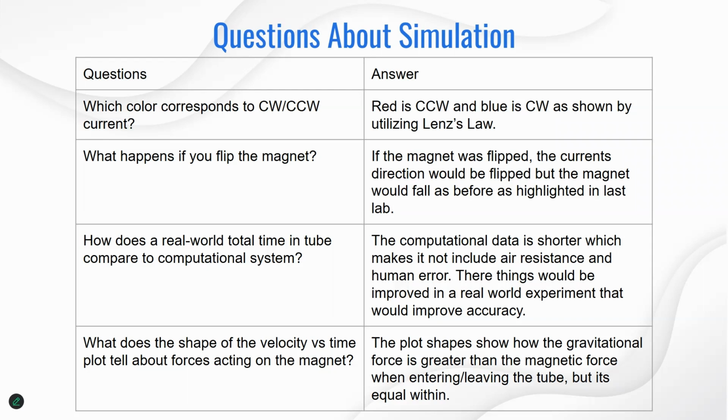Now, what would happen if I were to flip the magnet? If the magnet was to be flipped, the current's direction would be flipped, but the magnet would follow as before, as highlighted in the last lab. So the currents would just be switched.